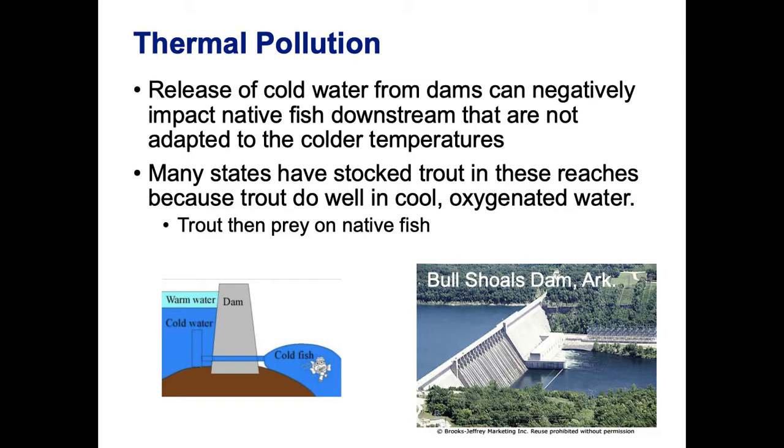So that's an example of an indirect effect, where the cold water might not be a problem for some of the organisms, but the introduction of trout, because there's cold water there, might be harmful to some of the smaller fish.